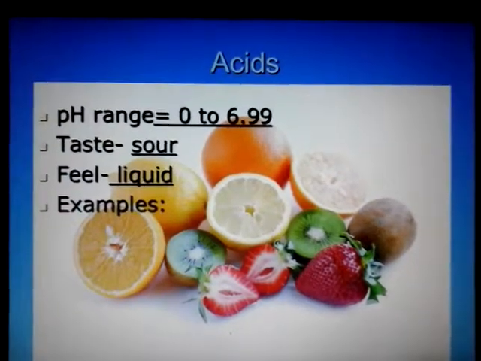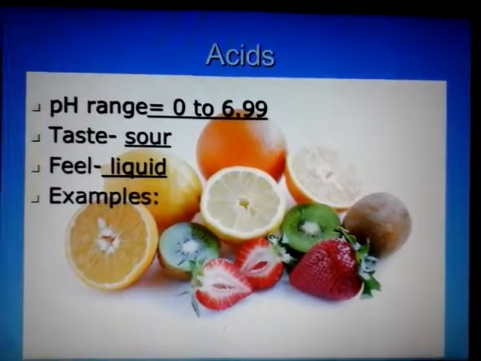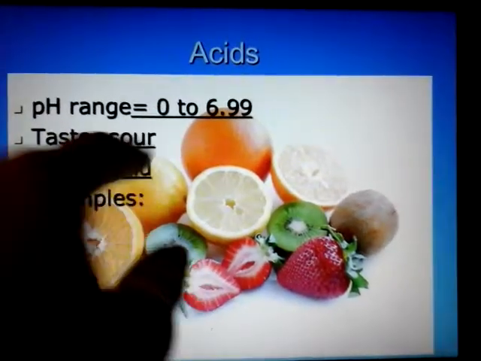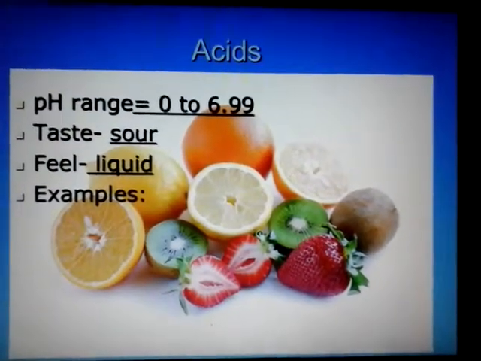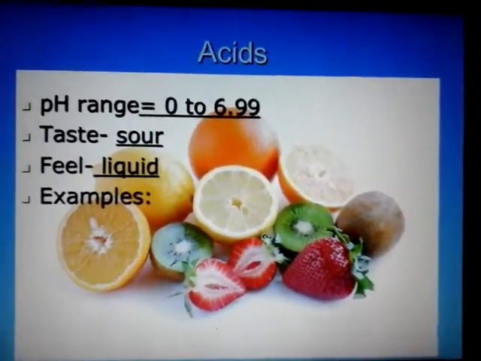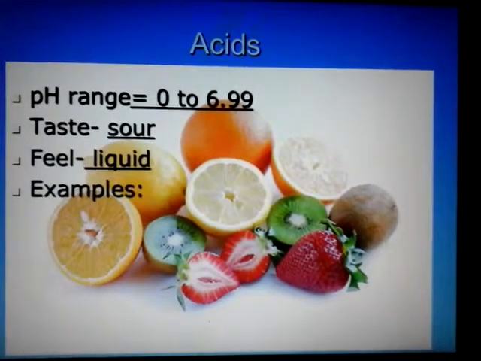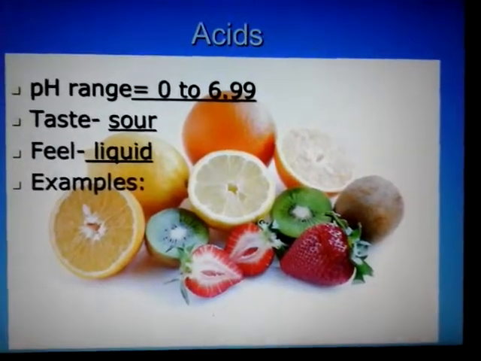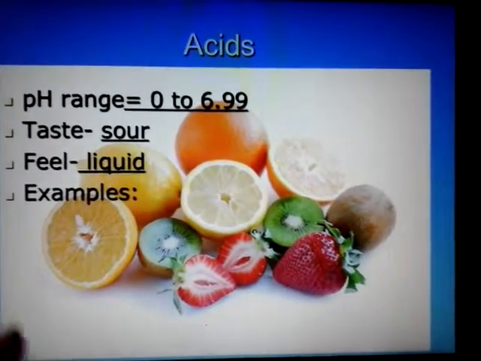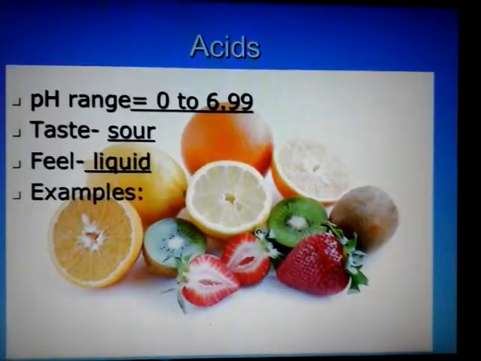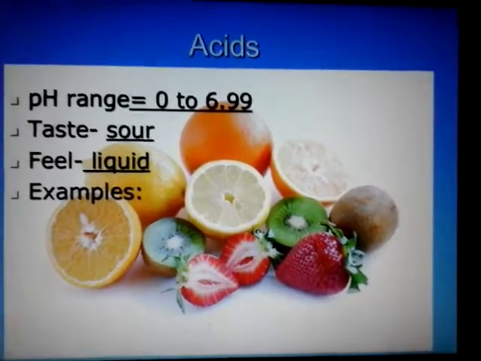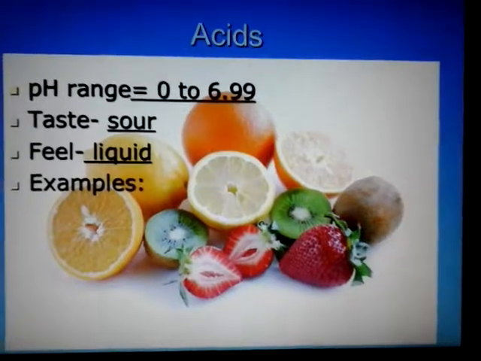Okay. So you guys know that acids have a pH range from 0 to 6.99. So 0 being really acidic, which means it has a lot of hydrogen ions in it. And this one, you guys know, is almost neutral, so it might have one or two extra hydrogen ions in it. Acids all have a very sour taste to them, and you know that acids are liquids. So any type of fruit makes an acid, citric acid. Vinegar is an acid.